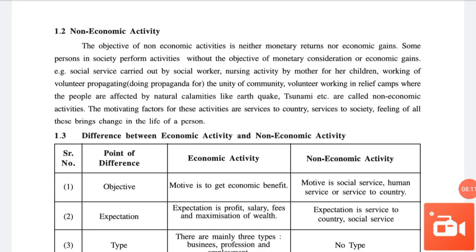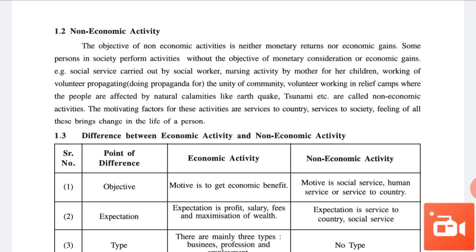Non-economic activity: the main objective of non-economic activity is neither monetary returns nor economic gains. Some persons in society perform activities without the objective of monetary consideration or economic gains. We can say that it is related to social welfare. That is not economic activity. That is called non-economic activity.